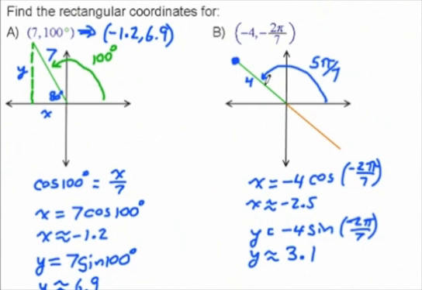But you could also try positive 4 cosine 5 pi over 7, and you'll find that it comes up to the same answer, because cosine in the second quadrant will be negative, and it's a reference angle of 2 pi over 7 over here. Vertical angles are congruent. And that's it.